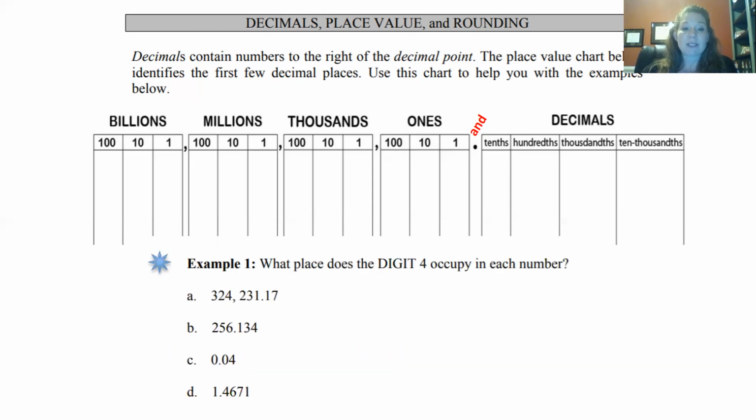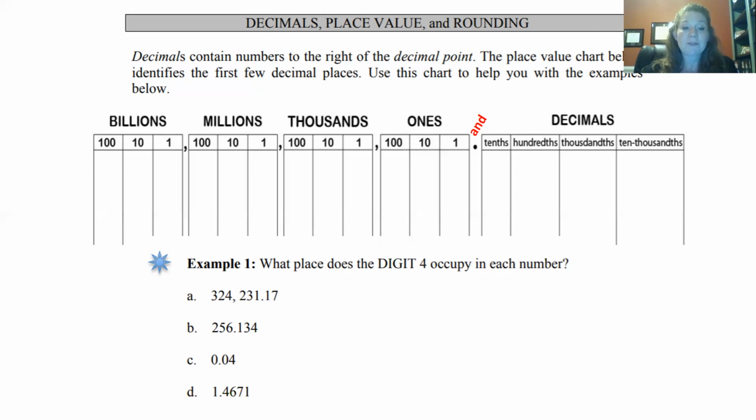The first thing it wants us to do is say what place the digit 4 occupies in each number. In letter A, the 4 is 4 places to the left of the decimal, so that is in the thousands place. So that 4 in that particular number is worth 4 thousands. Letter B, the 4 is 3 digits to the right of the decimal. So the 1 is in the tenths, the 3 is in the hundredths, and the 4 is in the thousandths place.